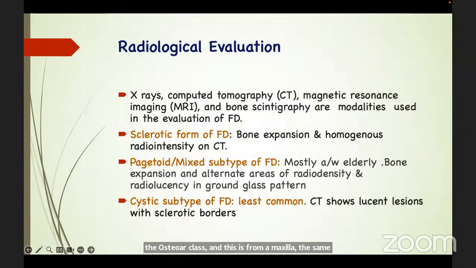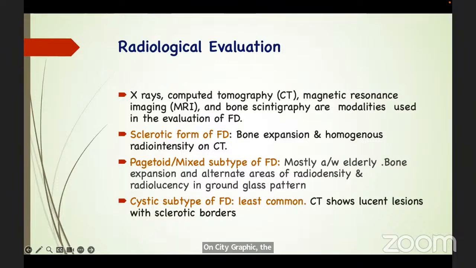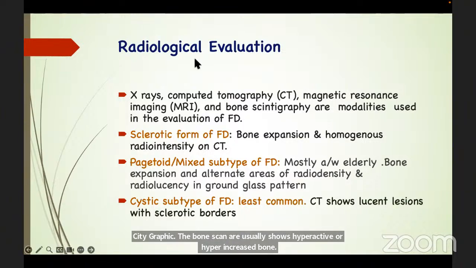So what are the radiological evaluations you need to do? You need to do an X-ray, you need to do a CT, and you can do an MRI to rule out other conditions. Then there is bone scintigraphy. The bone scan usually shows hyperactive or increased intake of dye in case of fibrous dysplasia.